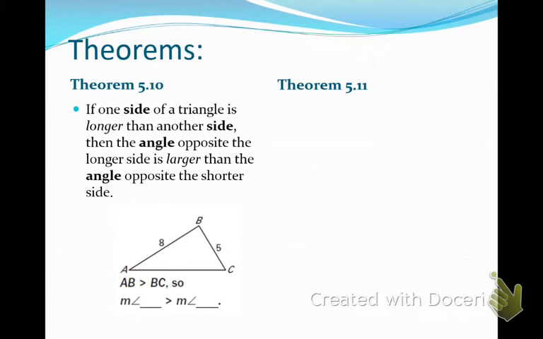So in this picture, we have AB is 8, BC is 5. The angle opposite AB is C, the angle opposite BC is A. Which angle is going to be larger? C or A? Yeah, C. C is greater than A.